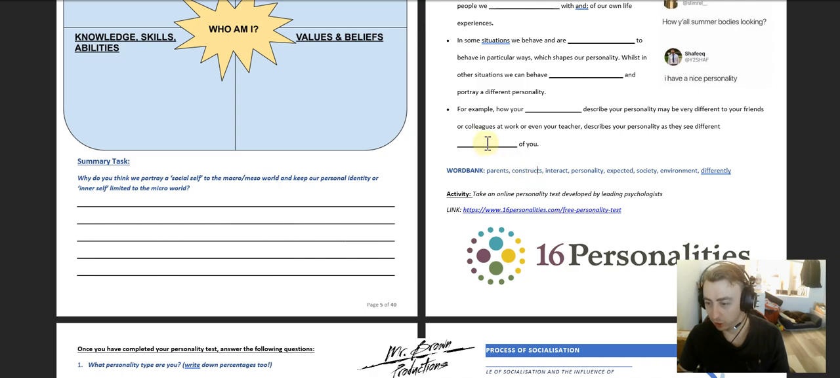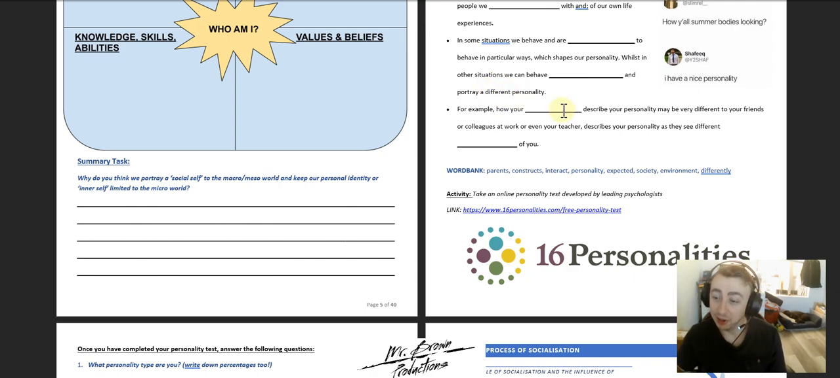So that last one there, construct. They see different social constructions of you. It's because your personality is very much something that can be developed, it can be created, it can be almost artificial to some extent, or fostered, depending on who you're with.